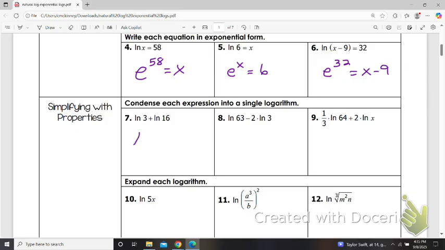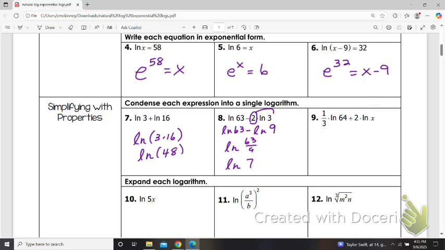So remember, just like before, plus goes with multiply, so 3 times 16, so natural log of 48. Since it's just one number, even though it does have 2 digits, you would not have to have the parentheses. If there is a number in front, remember that that number is an exponent over here. So this is really natural log of 3 squared, which would be 9. And then remember that minus is division when we condense. So this is 63 over 9, which is natural log of 7.